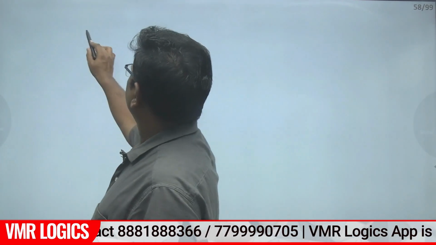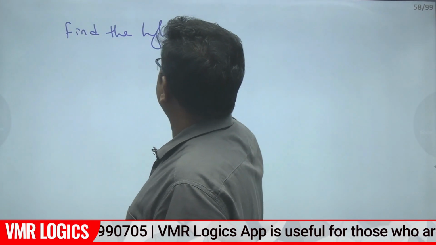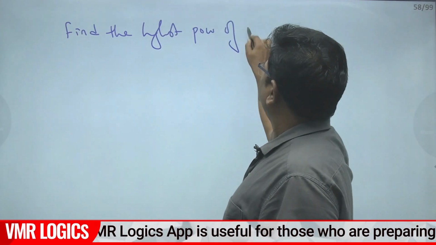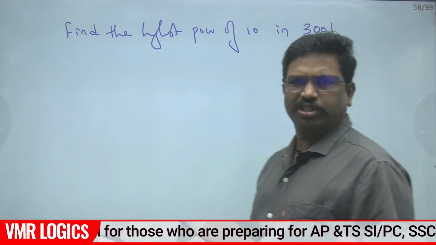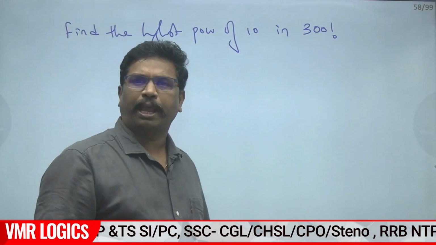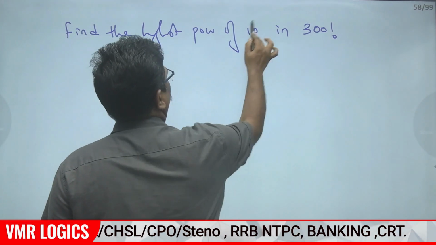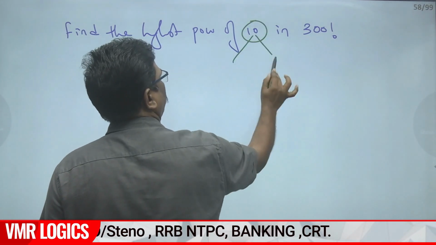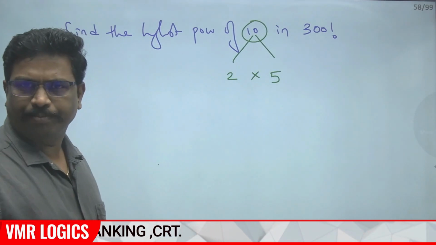Find the highest power of 10 in 300 factorial. Question start. First you need to check whether the given number is a prime number or not. If you look, this 10 is not a prime number. No problem. If it is not a prime number, you convert it into a product of prime numbers, 2 into 5, right?